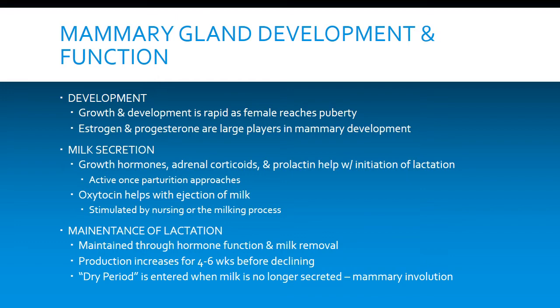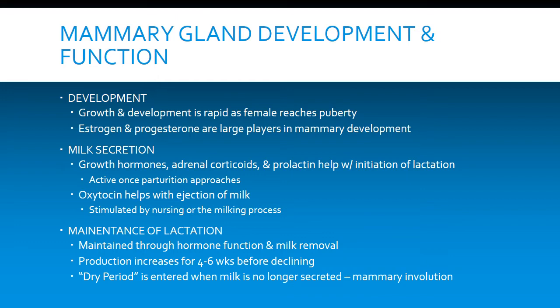The hormones that we talked about earlier in the repro section, estrogen and progesterone, are very large players in that mammary development time right around puberty. For milk secretion, those growth hormones, we have some corticoids and prolactin that help with the initiation of lactation. So once parturition occurs, and let's just for ease of conversation talk calving here, once calving occurs, all those hormones are now active, and they're really helping synthesize milk and get it ejected.